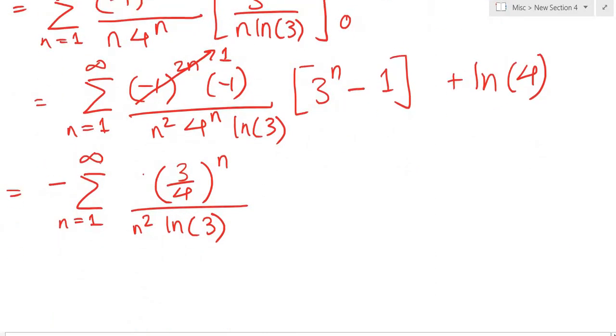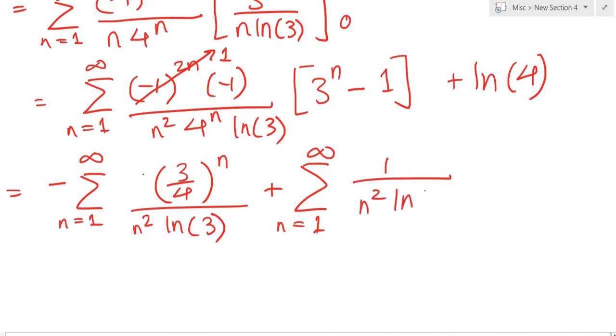And now we'll have a negative sign with a negative 1. But this negative sign and this negative sign will just make it plus. Sum from n equals 1 to infinity of 1 over n squared times the natural log of 3. We can bring this 4 to the n on top, making it (1/4) the whole raised to n, plus the natural log of 4.